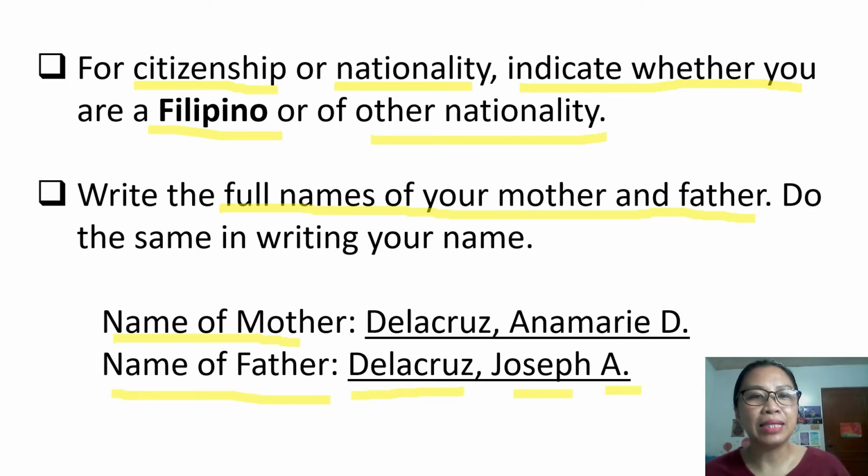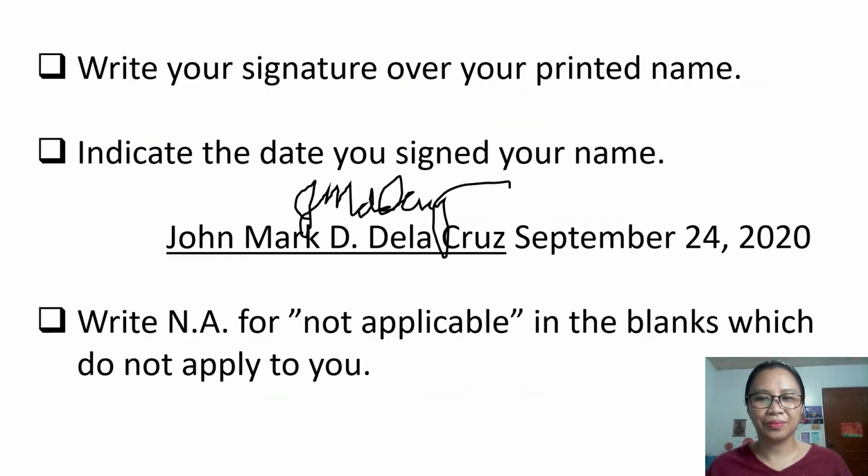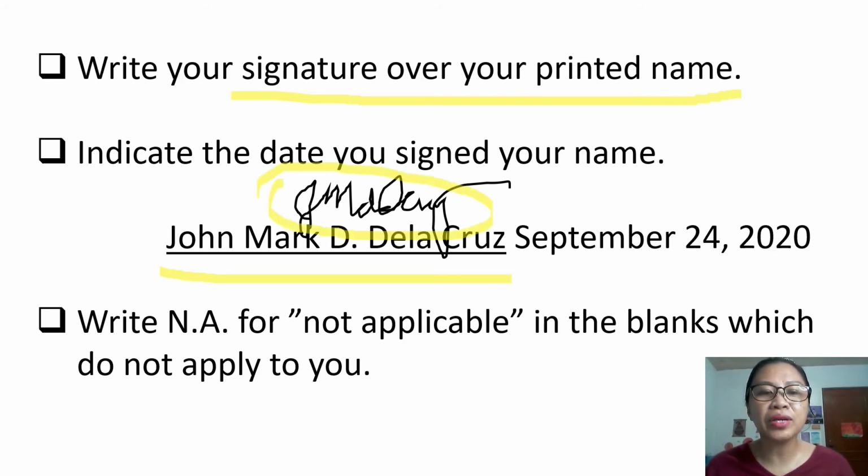So I believe that all of you have already understood our lesson, and let's proceed to the next slide. In addition to the information that we have discussed, you have to write your signature over your printed name. Don't forget that. So how are you going to write that? Okay, the example here is John Mark D. de la Cruz. You have noticed that he has his name printed and he has his signature over his printed name.